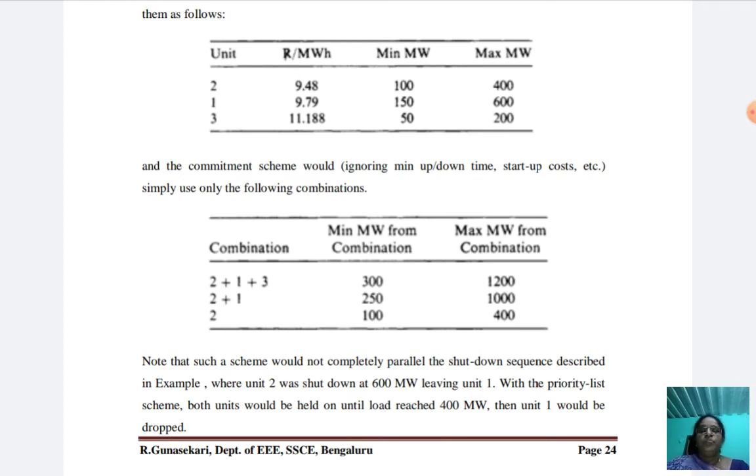So based on the average production cost, first you prepare the priority for the given units. Then you can prepare the combination list, and then we can calculate the minimum load and the maximum load. This is known as the priority list method for the solution of unit commitment problems.